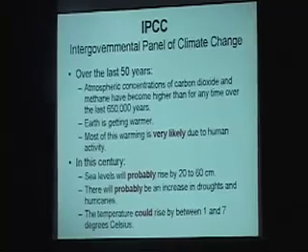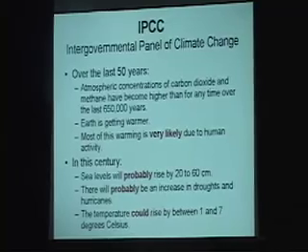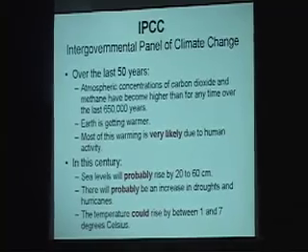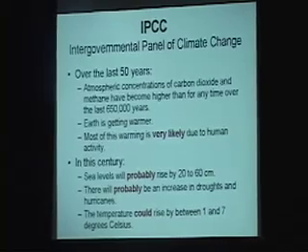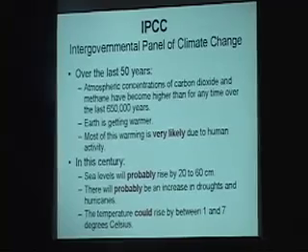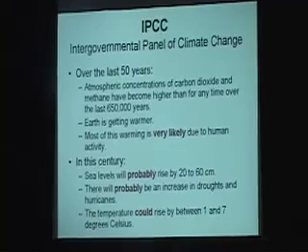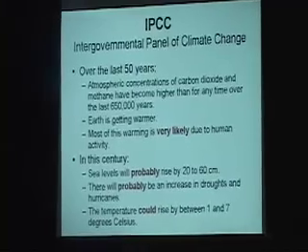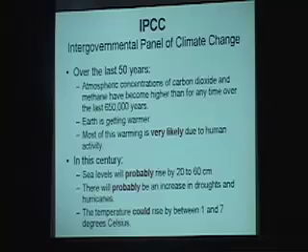90% sure. In this century, sea levels will probably rise by 20 to 60 centimeters. Probably means about 66% or better. Okay? There will probably be an increase in droughts and hurricanes. The temperature could rise between 1 and 7 degrees Celsius. The reason for that weak last statement is that it very much depends on our responses to the problem.